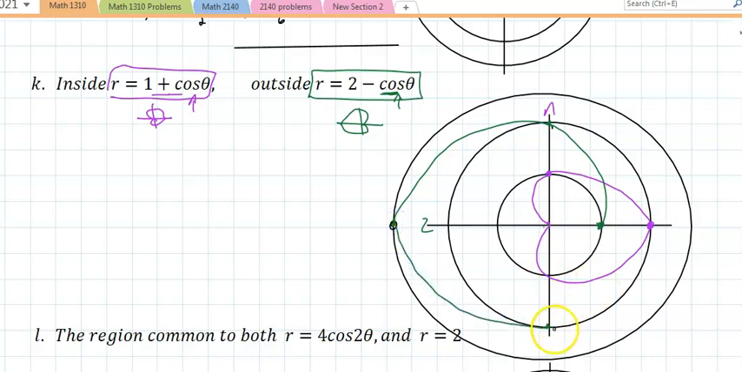I really messed up on this graph, but it's okay. Here we go. Find the area inside of the purple, outside of the green. That would mean this part. This is the only part that I need.